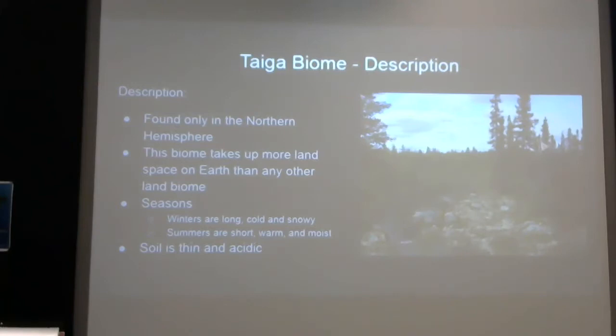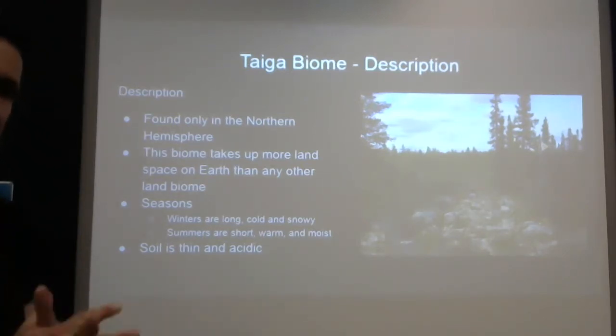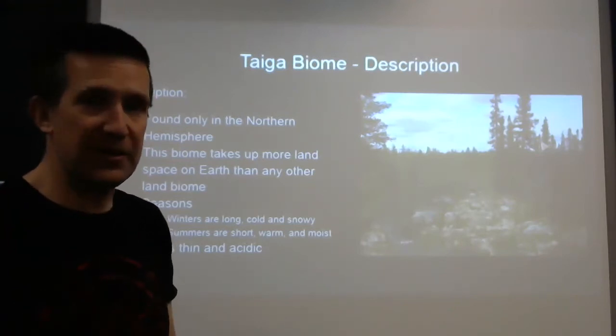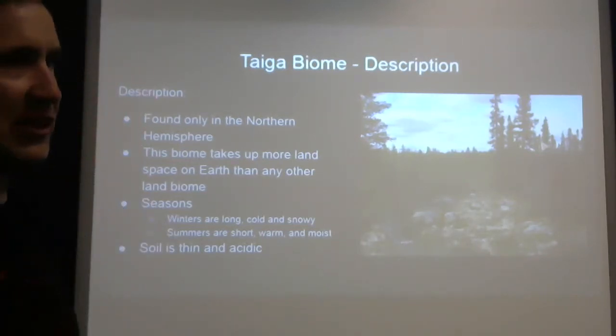Here you see the description. The taiga biome is interesting. It's only found in the northern hemisphere. The biome takes up more land space on Earth than any other land biome. In the seasons, the winters are very long, cold, and snowy. Summers are short, warm, and moist. And the soil tends to be very thick and acidic. So things like blueberries would grow very well in acidic soil.